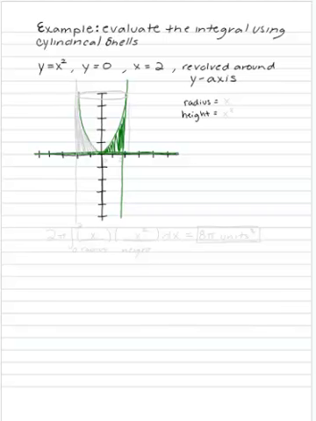This area is revolved around the y-axis, so its other half is going to be on this side, so you can draw that in. And it'll make a bowl shape. Next, we need to figure out the radius and the height to plug into the equation. So the radius is any number between 0 and 2, so that's going to be represented by x. And the height is going to be from here up until the equation x squared, so the height is x squared.